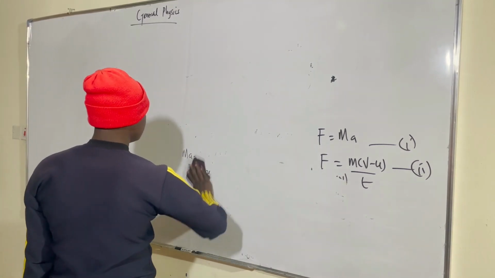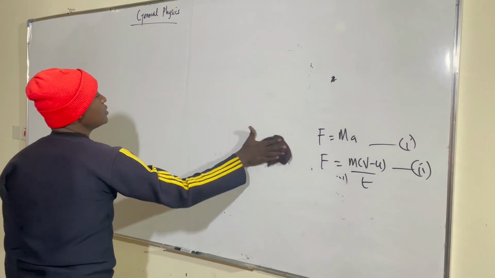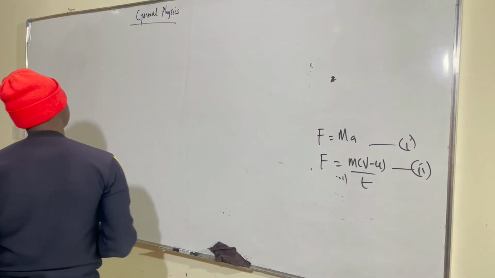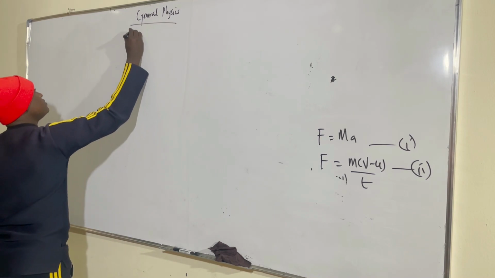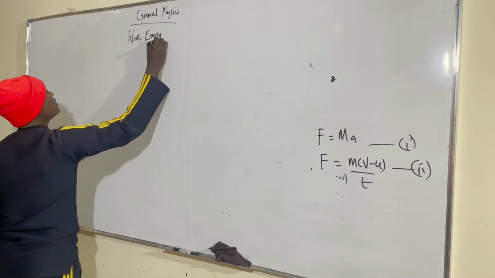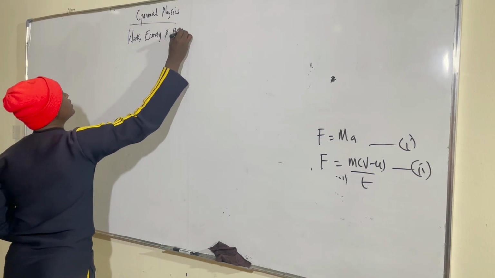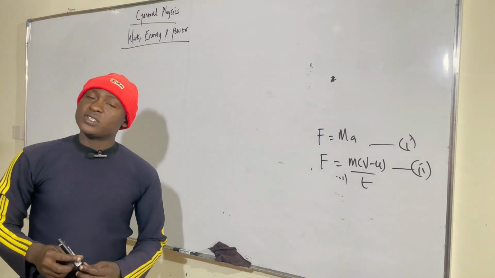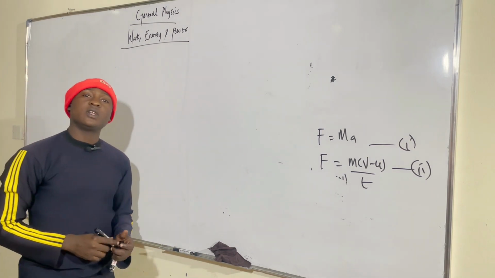So I will take them one after the other. I will take work done, energy, and at the same time, the power. And all these things are just straightforward. So work done is nothing but the product of the force and the perpendicular distance.